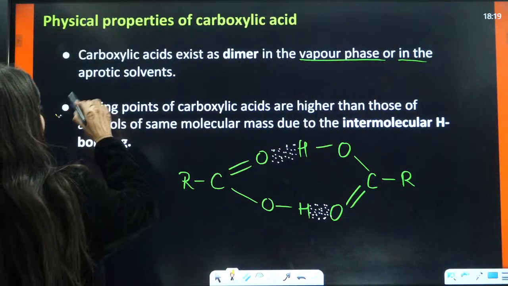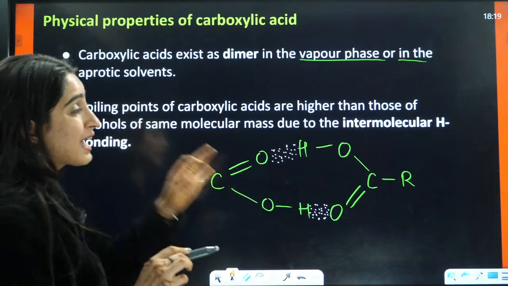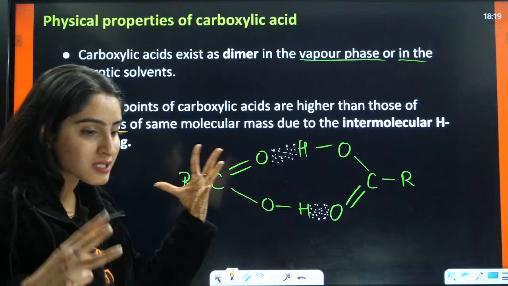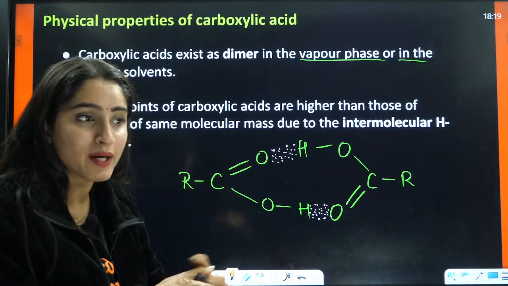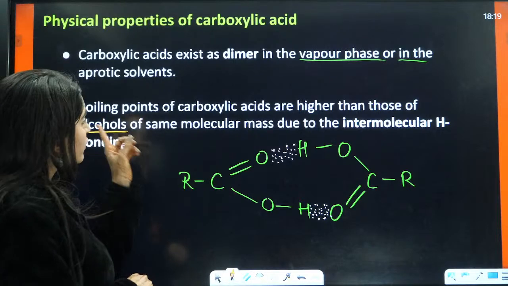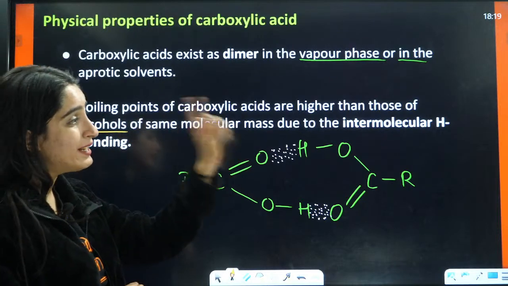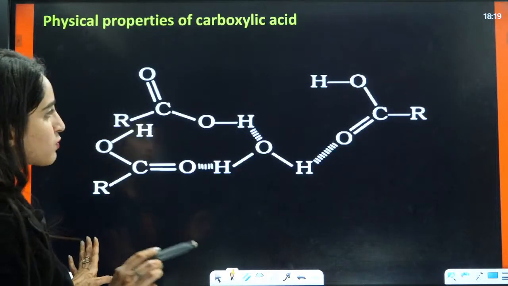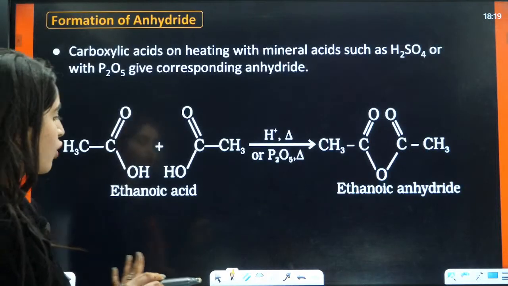Now next, we are saying the boiling points of carboxylic acids are higher than those of alcohols. The reason being, some of the molecules exist as dimers, and it is very difficult to break a dimer. Alcohols of the same molecular mass have lower boiling points, due to only intermolecular hydrogen bonding. So that was the physical property about solubility.